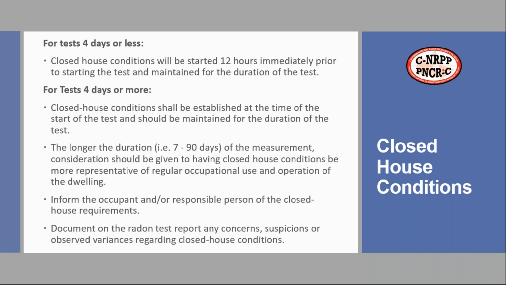Now, for tests of 4 days or less, closed house conditions will be started 12 hours immediately prior to starting the test and maintained for the duration of the test. If a test is more than 4 days, the closed house conditions shall be established at the time of the start of the test and should be maintained for the duration of the test. For longer measurements, consideration should be given to having closed house conditions be more representative of regular occupational use and operation of the dwelling.